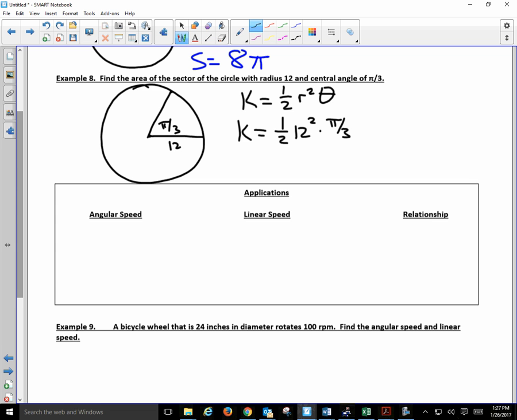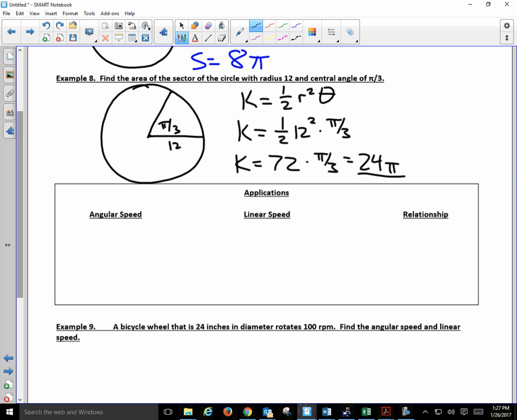What's 12 squared? Divide by 2. 72 times pi over 3. 24 pi. That's your area. Now, if your worksheet asks for the exact answer, you leave it as 24 pi. If your worksheet says round it to the nearest hundredth, what do you think I would do?